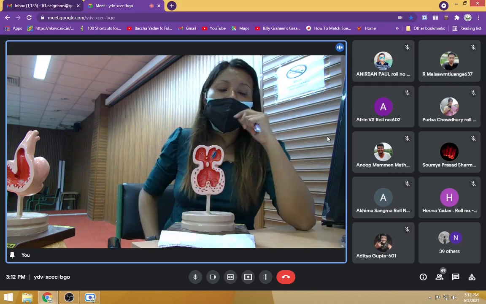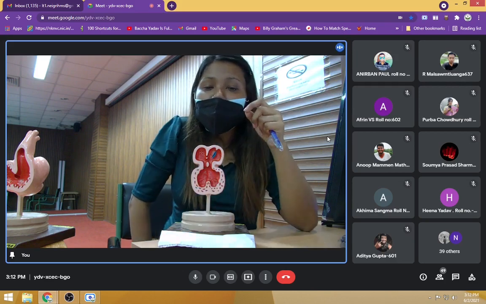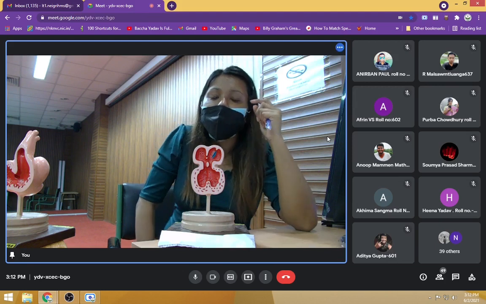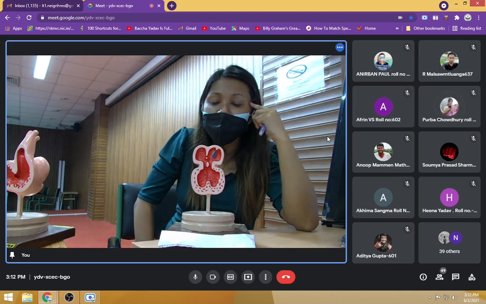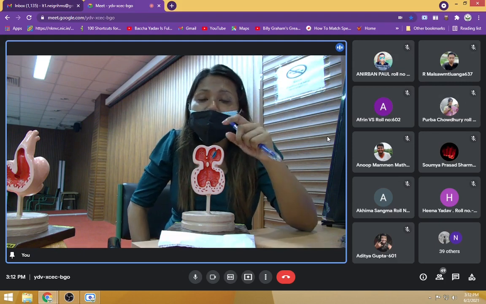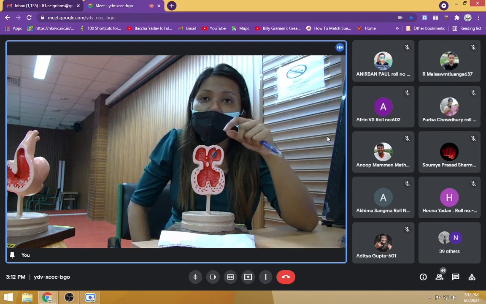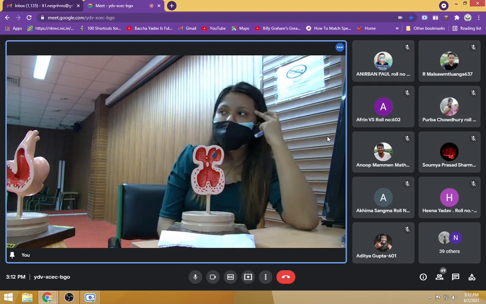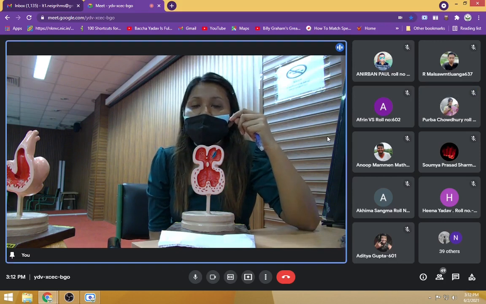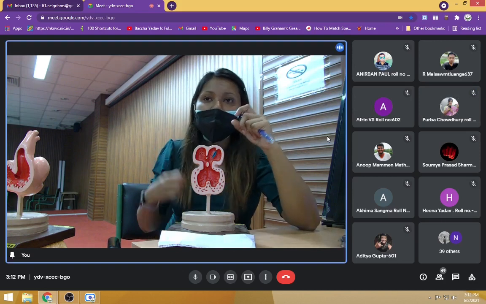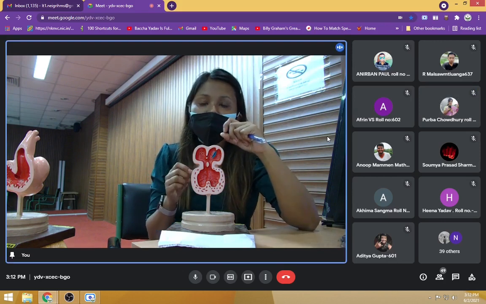If pulmonary stenosis happens, pulmonary artery is opening into which ventricle? Tell me, pulmonary artery is opening into which ventricle? Right ventricle. With pulmonary stenosis, right ventricular pressure will increase or decrease? Increase. Very good. So right ventricular pressure will increase.